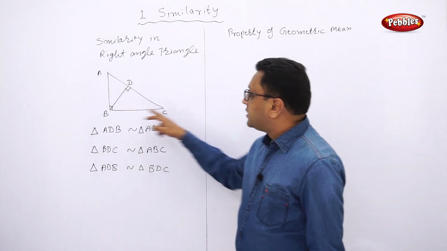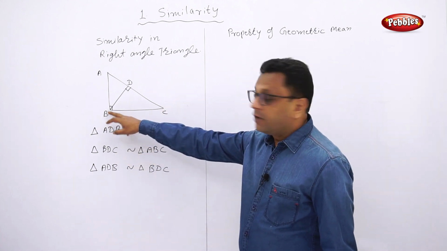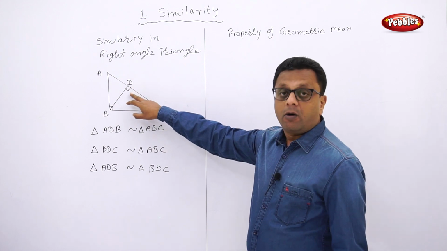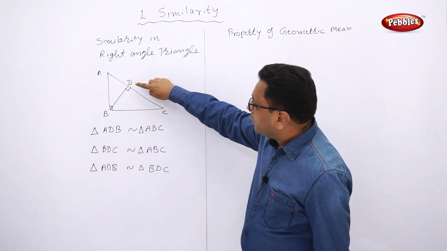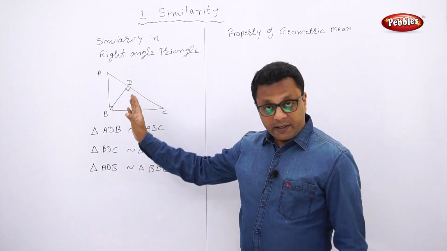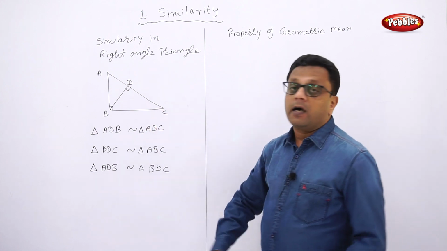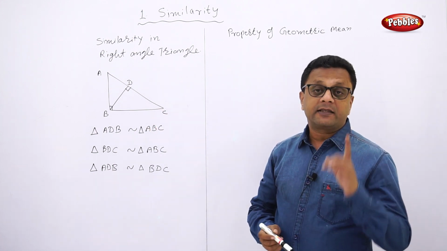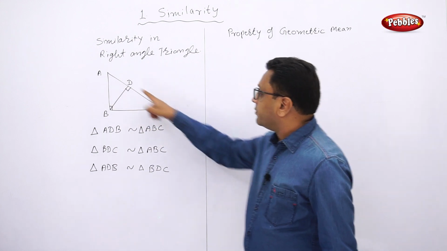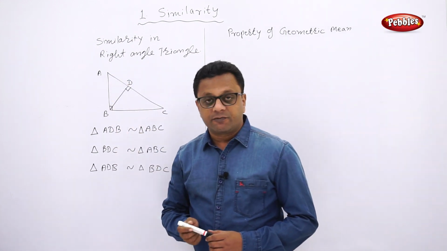Suppose ABC is a right angled triangle and from one vertex if we draw a perpendicular on the hypotenuse which meets at point D, then the triangles on both the sides of the perpendicular are similar to each other and they are similar to the main triangle. This is the property. I told you the similarity chapter is very simple.